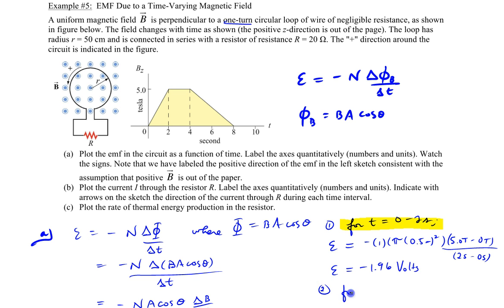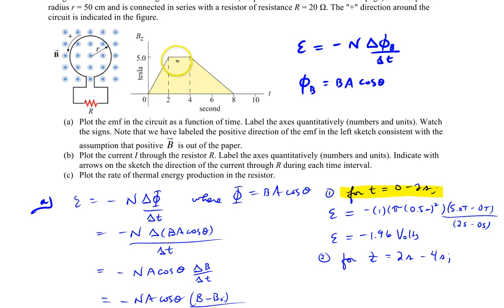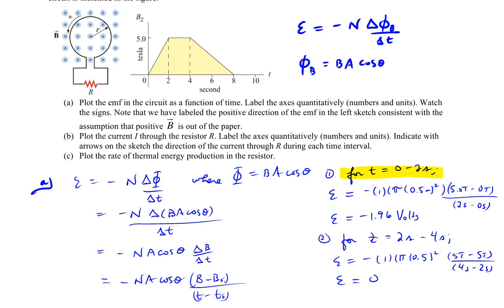Let's do part 2, which would be for the next interval, from t equals 2 seconds to 4 seconds. And if we look at the graph here, notice the B field is not changing. So I could substitute in here negative 1 and then pi and 0.5 squared. But what you're going to find is that you're going to have 5 teslas minus 5 teslas all over 4 seconds minus 2 seconds, and your answer is going to be 0. There's no potential because there's not going to be any changing field, and no other quantities are changing over time. So we don't have any EMF generated during that interval.